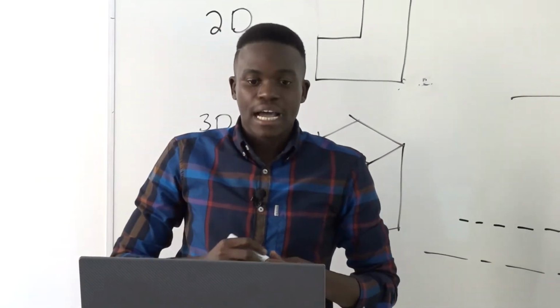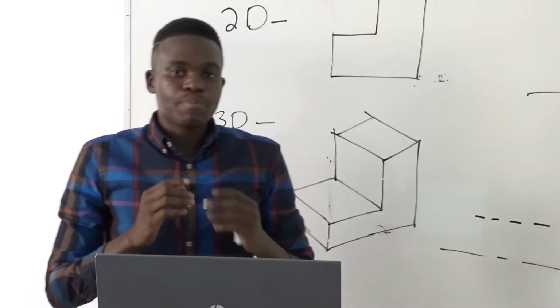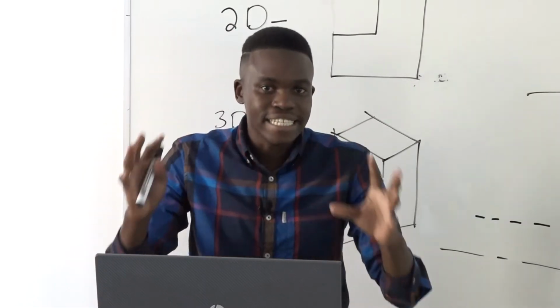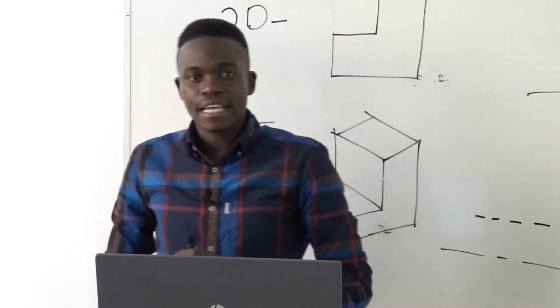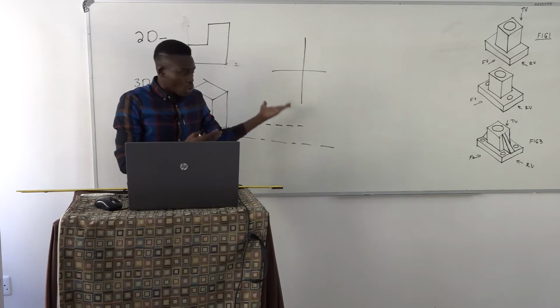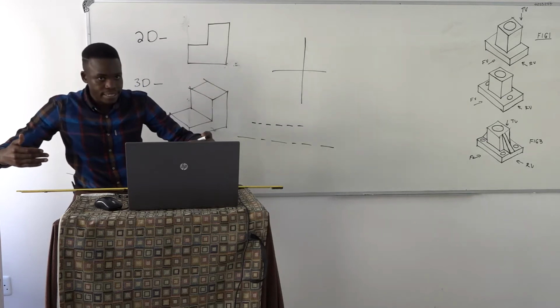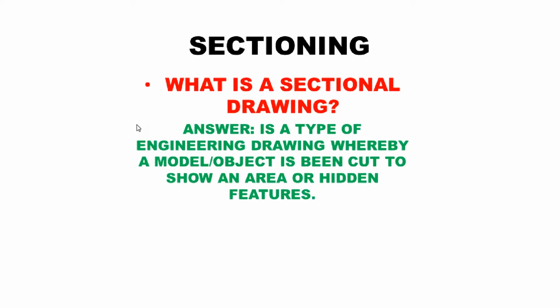So in this case, we'll be telling you something. We use engineering drawings in a specialized field. So who's using these engineering drawings? It's engineers, technicians, mechanical draftspersons, mechanical technologists, or artisans. So we need drawings in order to visualize what we need to plan, what we need to design, and what we need to make. What is a sectional drawing? A sectional drawing is a type of engineering drawing whereby a model or object has been cut to show a hidden area or a hidden feature.